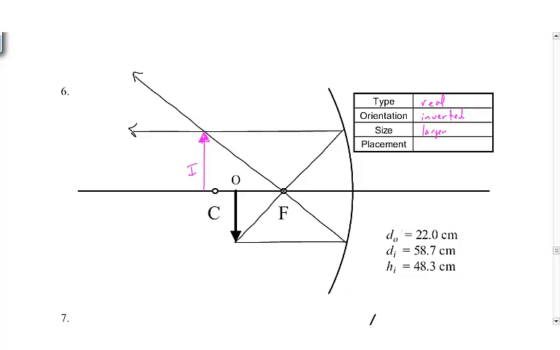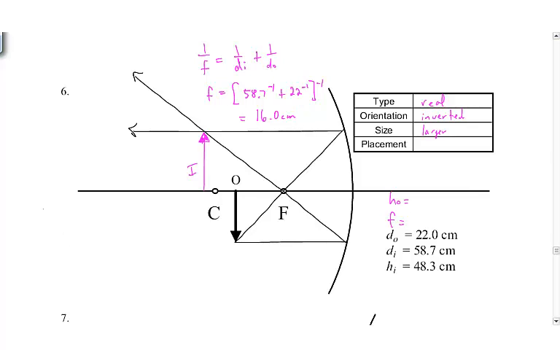Now let's solve for the two unknowns. We'll find out what is the focal length first, and then once we know what that is, we'll find out what is the height of the object. So our first equation, 1 over f equals 1 over di plus 1 over do, the one we've been using. So f, I'm just going to take the inverse of the distance to the image, so 58.7 to the negative 1, plus I'm going to add the distance to the object, which is 22 to the negative 1. Take the inverse of that, and you'll find it to be 16 centimeters.